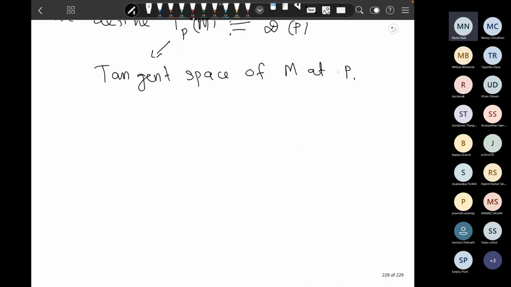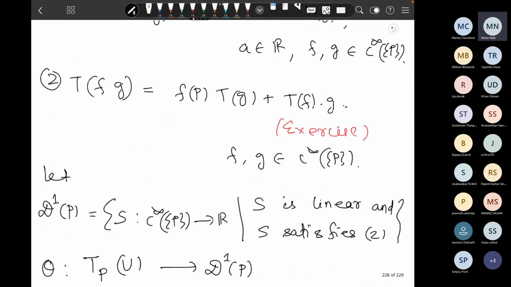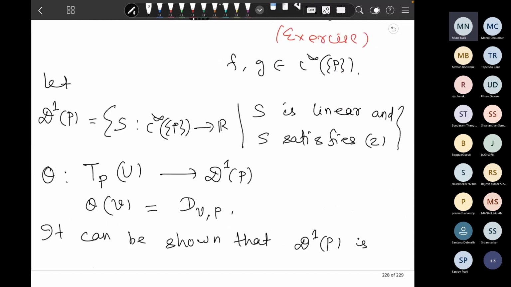This is important. Now these defined maps are vector linear, meaning real linear, right? Yes, real linear actually. So S is R-linear.